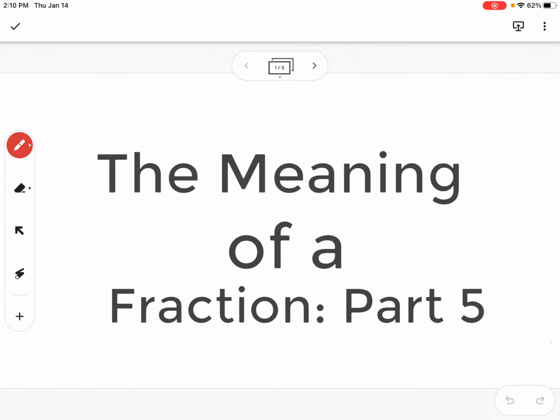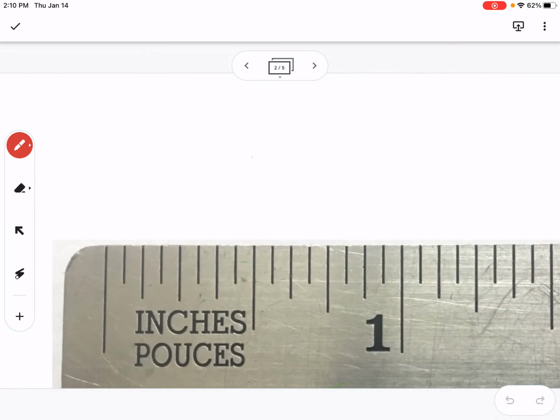And here we are on the meaning of a fraction part 5, and we're going to talk again about how fractions show up on a ruler. In our video on part 4, we saw that fractions show up on a ruler in this way. We noticed that every inch we can consider to be a whole. So here's my one whole in this case.